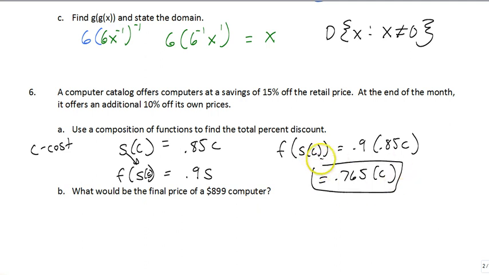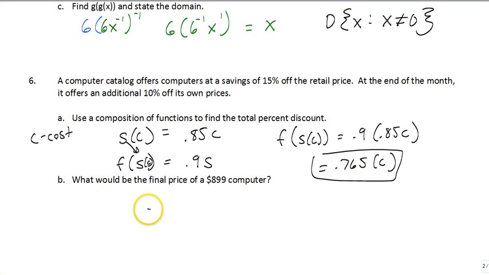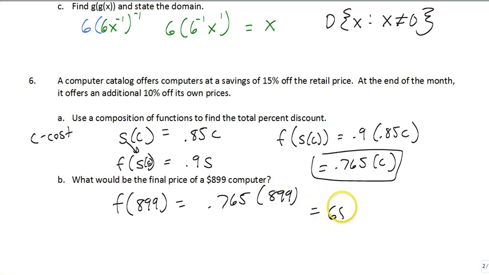So when you're dealing with percents, it's easier to deal with how much of the cost you're actually paying. So we're paying 85% and then 90%. So the total will be 76.5. What will be the final price? Well, the final price of a cost of $899 would be 0.765 times that, and you get $687.74. Now, in real life, you could have just done that piece by piece and not had to come up with a composition of functions, but we're just showing how it can work. All right, and that is all.